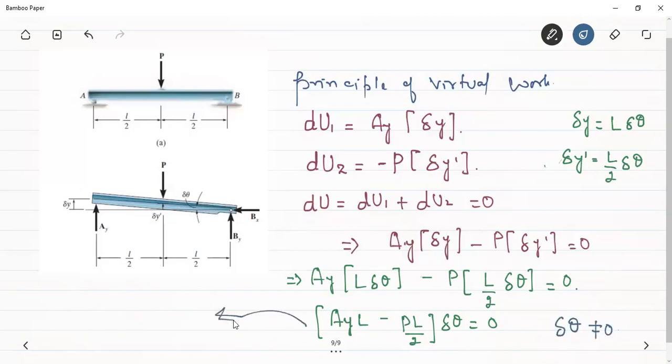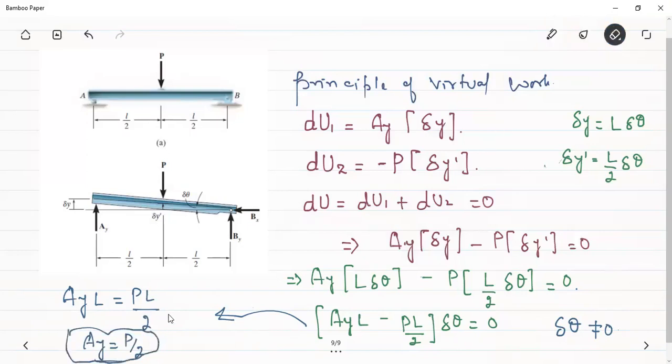So from here we get that Ay L should be equal to P L by 2. And we get that Ay should be equal to P by 2. So Ay should be equal to P by 2. This is the same reaction which we had obtained from the equilibrium equations.